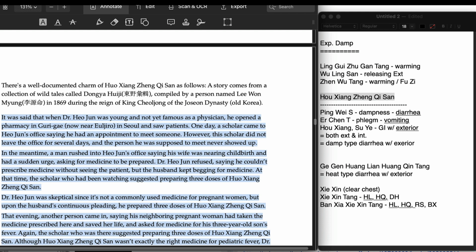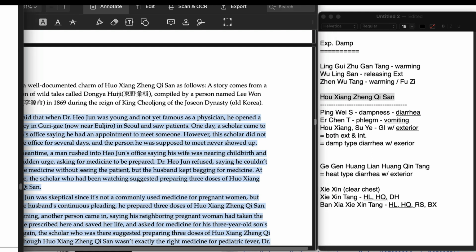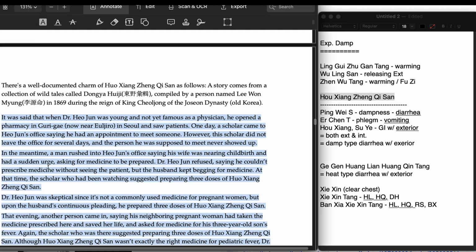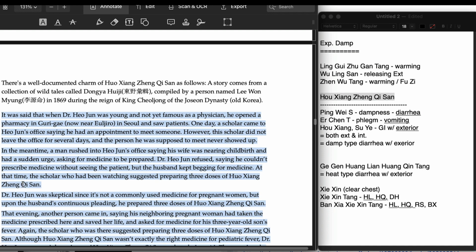At that time, the scholar who had been watching suggested preparing 3 doses of Huo Xiong Zheng San. Dr. Heo Jun was skeptical since it's not a commonly used medicine for pregnant women, but upon the husband's continuous pleading, he prepared 3 doses of Huo Xiong Zheng San. That evening, another person came in, saying his neighboring pregnant woman had taken the medicine prescribed here and saved her life, and asked for medicine for his 3-year-old son's fever.